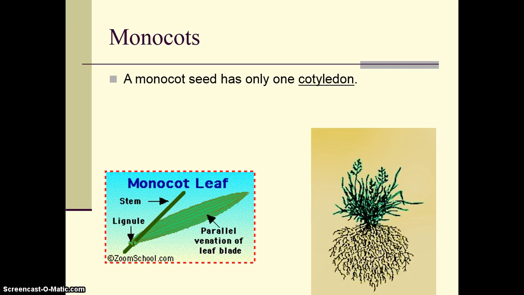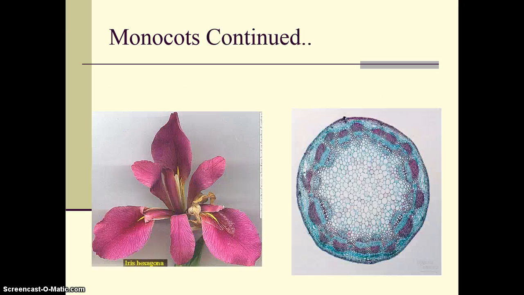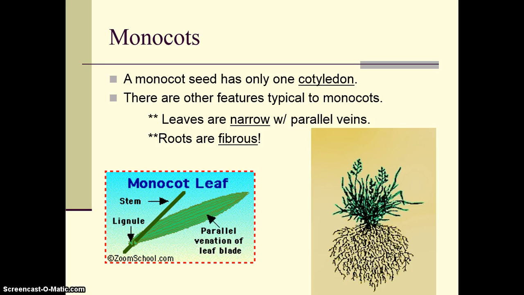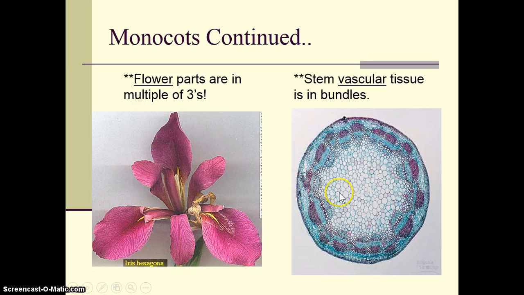So focusing on monocots. A monocot seed has only one cotyledon. There are some other features that are very common or typical to monocots. They have narrow leaves with parallel veins, and their roots are very fibrous. Okay, so grass is a monocot, corn is a monocot. Monocot flowers have parts that are in multiples of 3, and their vascular tissue is in bundles. Right here's a bundle. You can see these individual bundles here in the stem.